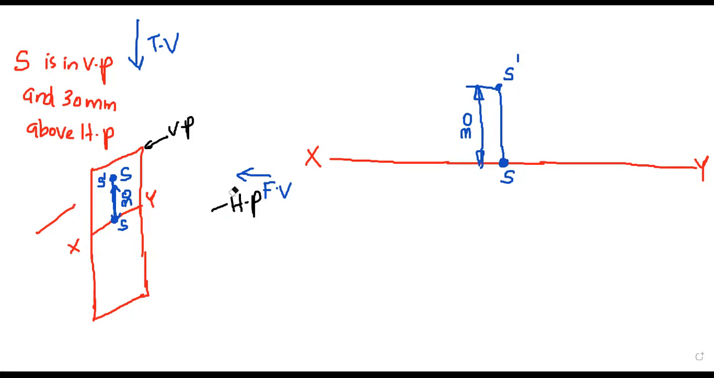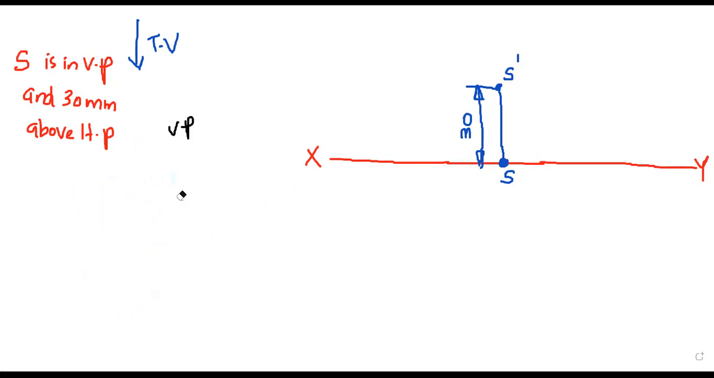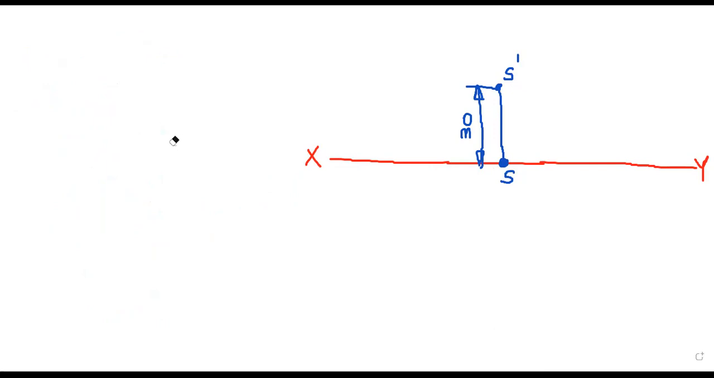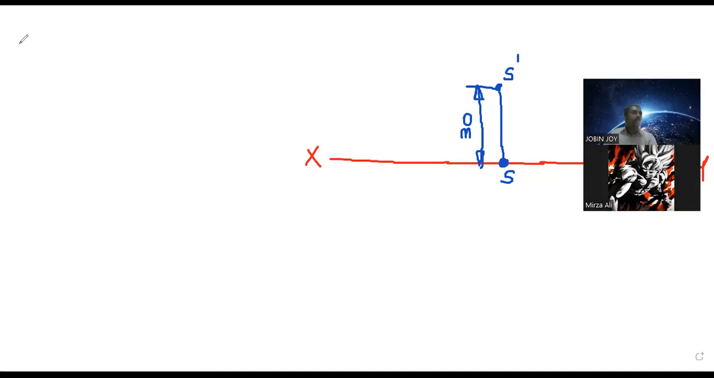Yes, sir. Okay, then fourth question. T is in VP and 30 mm below HP. Okay, 1 minute. Okay, point T. Tell me point T. Point T is in VP and 30 mm below HP.